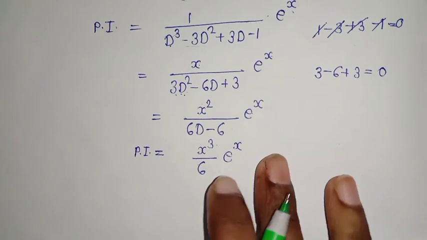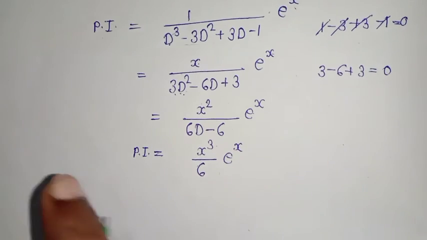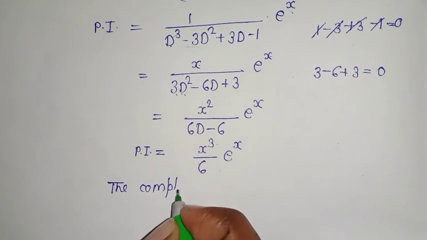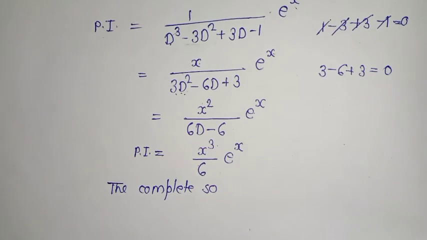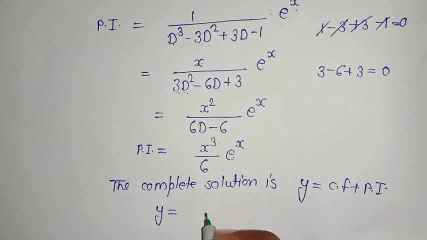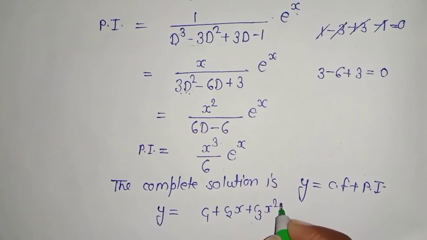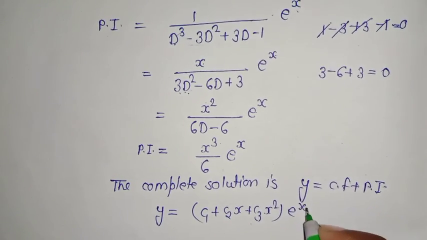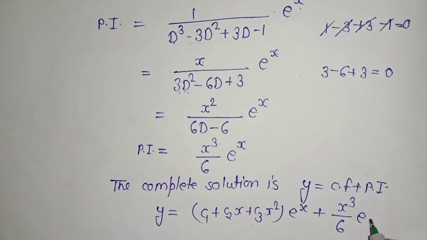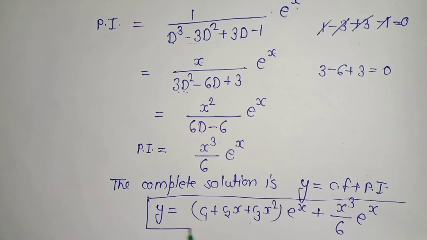Now we know that the complete solution is the sum of CF and PI. So we can write the complete solution for this differential equation. So the complete solution is, y is equal to CF. CF is C1 plus C2x plus C3x square into e raised to power x, and PI is x cube by 6, e raised to power x. So this is our complete solution for the differential equation.